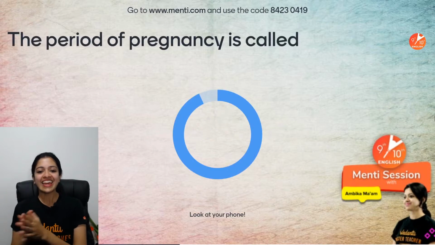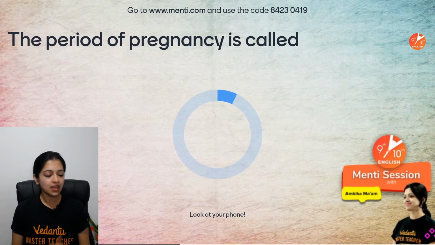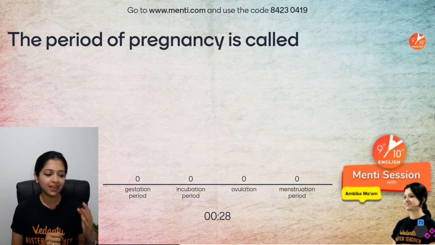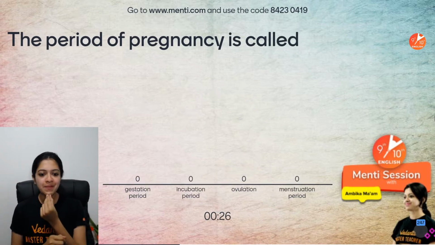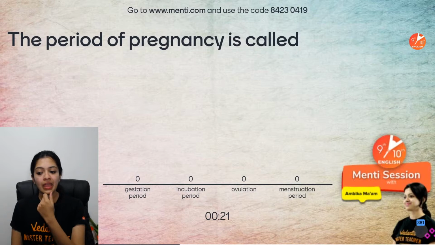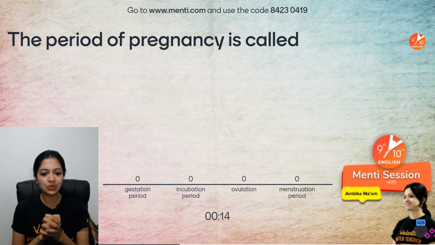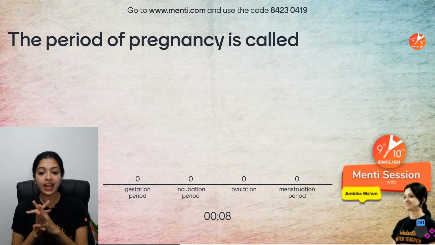Nice, nice, nice. Okay. The period of pregnancy is called dash. My ICSE children and my ninth graders should also know this. Gestation period, incubation period, ovulation, menstruation period. What would it be? The period of pregnancy. Yes? What is it? There's a name you call it. Yes, give me the answer, not like giving me random adjectives. Your last few seconds are here.